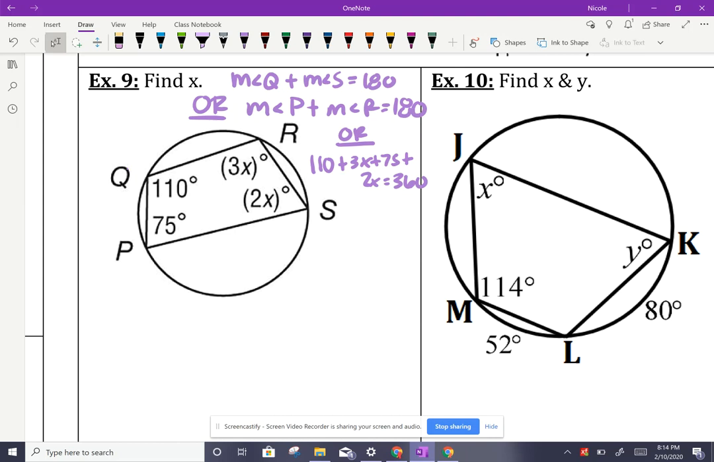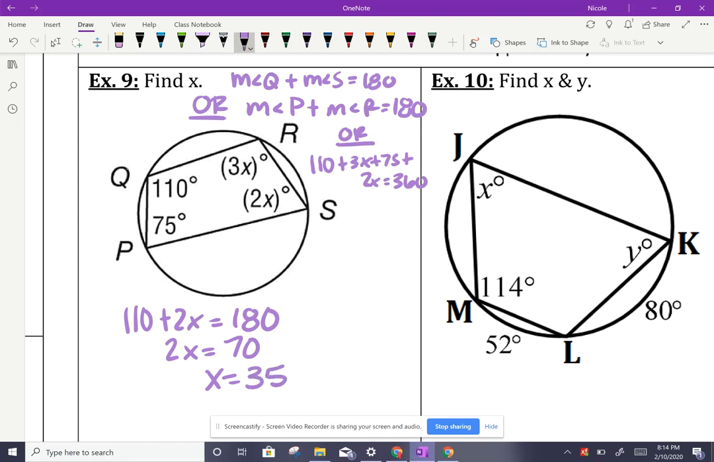I'm just going to pick one and say 110 plus 2x has to equal 180. And we get 2x equals 70. So x has to equal 35. Again, multiple ways to set that one up, guys. Go with what you feel comfortable with.